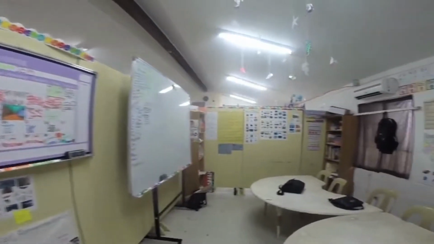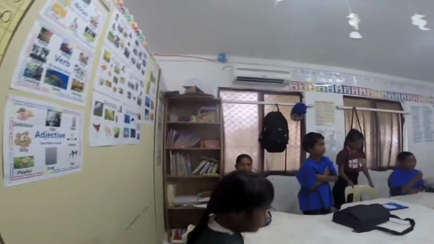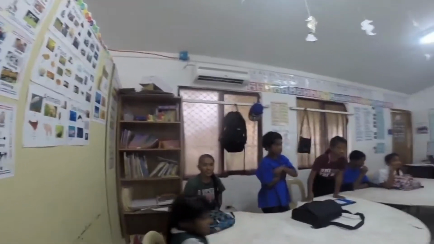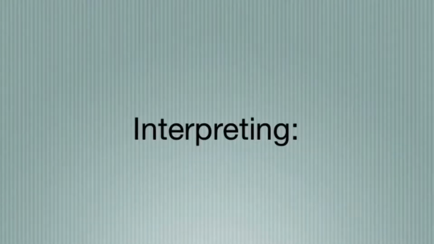Here is an example of what the classroom environment looks like. Within the classroom, it is important that the interpreter sits next to or near Kristiann.